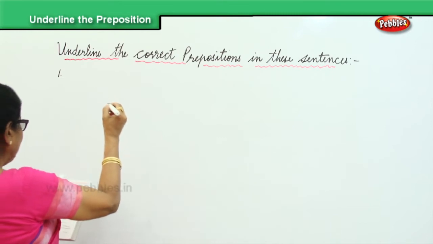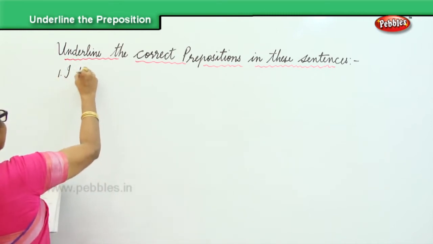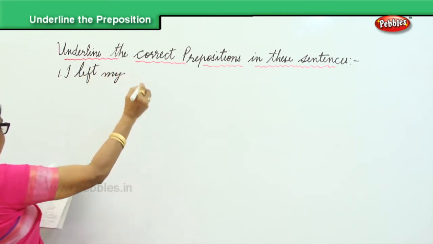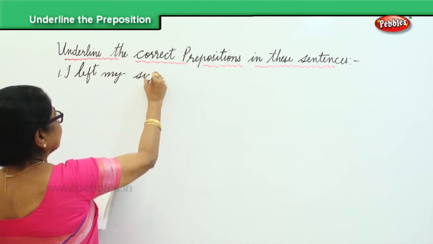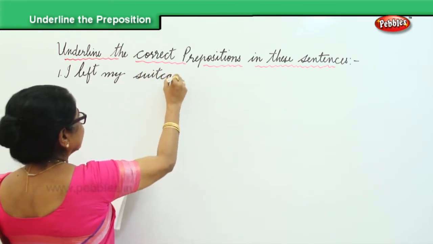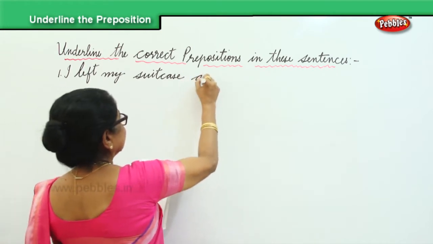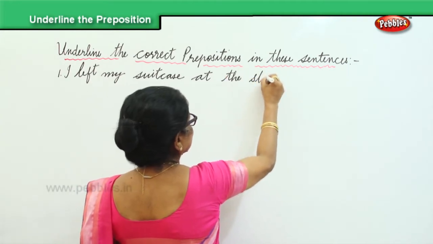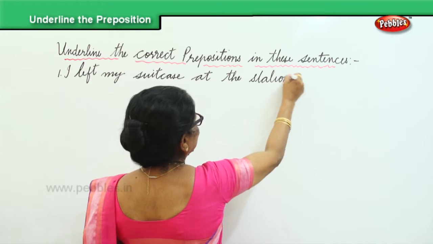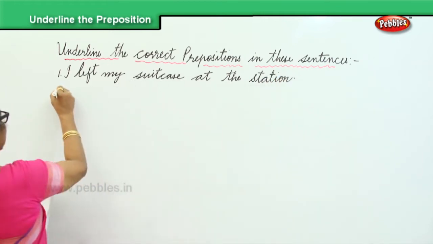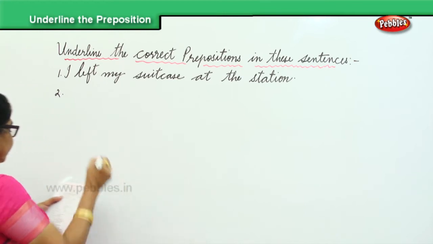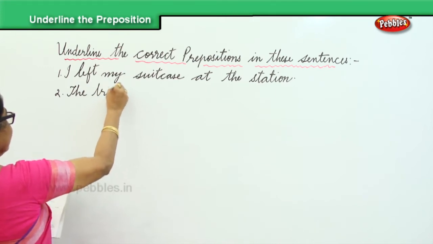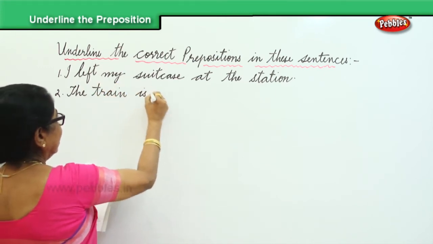First one. I left my suitcase at the station. I left my suitcase at the station. Next. The train is on time.